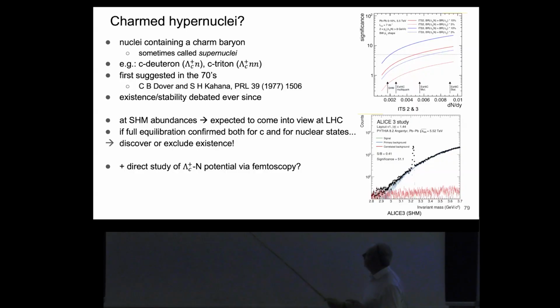Now, the interesting thing is that if these particles are produced at statistical hadronization model abundances, one can calculate the yields, and they should be visible at the LHC. And this is the expected performance of ALICE 3. In this case it's the C deuteron. If the C deuteron is produced at the statistical hadronization model value, this is what we should see. So if we confirm that charm is fully equilibrated by other measurements, for instance by the Xi-CC or Omega-CCC at the LHC, we either discover it or we exclude the existence of the C deuteron. And then, of course, with femtoscopy, but I didn't go into that, one can study directly the potential.